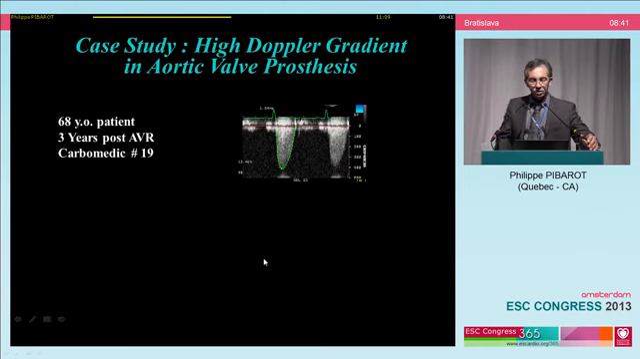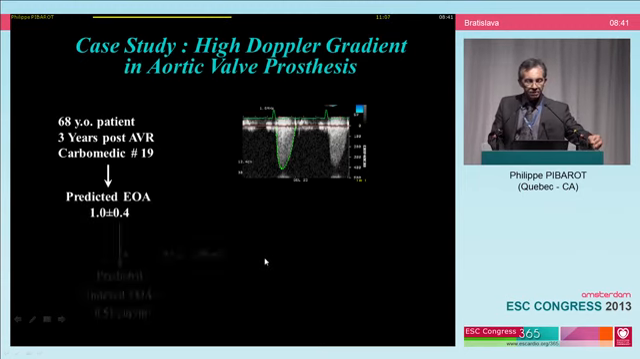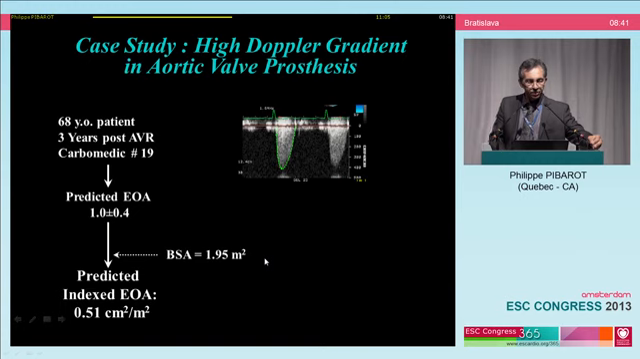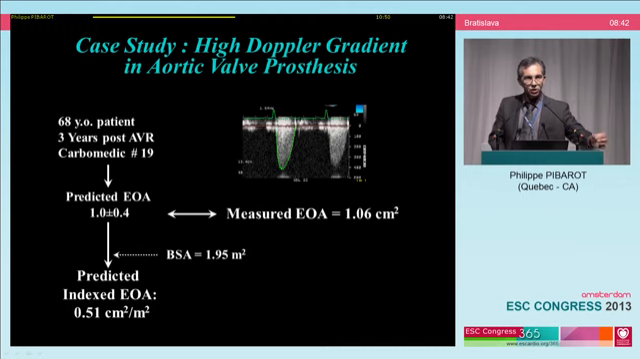So if we come back to this patient, well, the predicted AOA, as I mentioned, was 1. If we calculate the predicted index AOA, we can say that there is mismatch. And now if you look at the measured AOA at 3 years in this patient, it is 1.06. And actually, you see that this is perfectly comparable with the predicted, with the normal reference value of AOA. So the prosthesis here is doing what it should do.